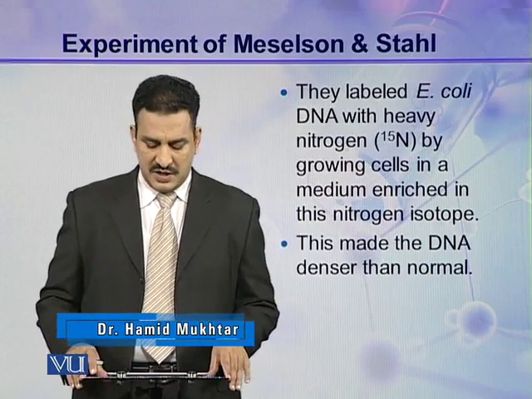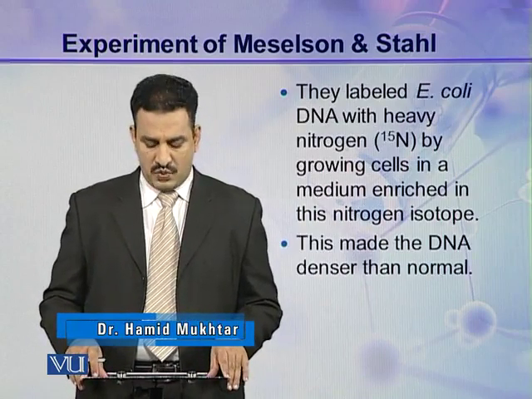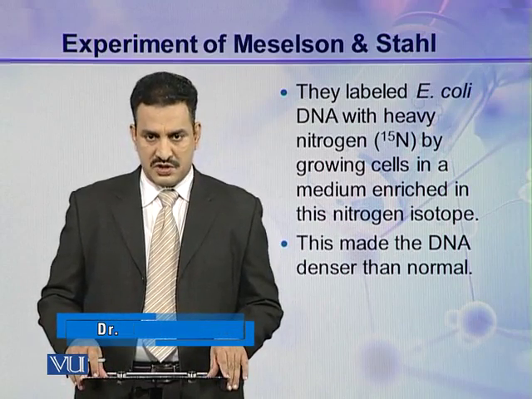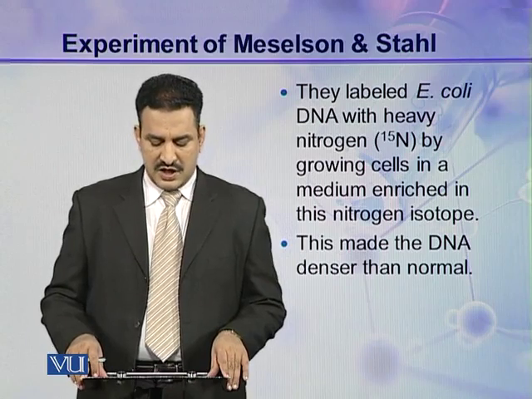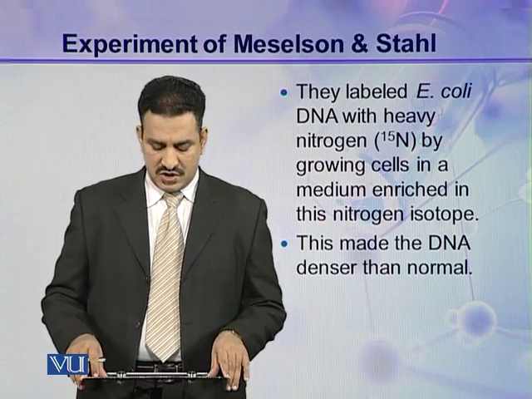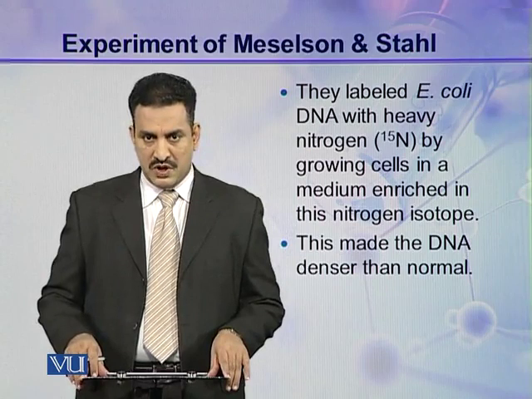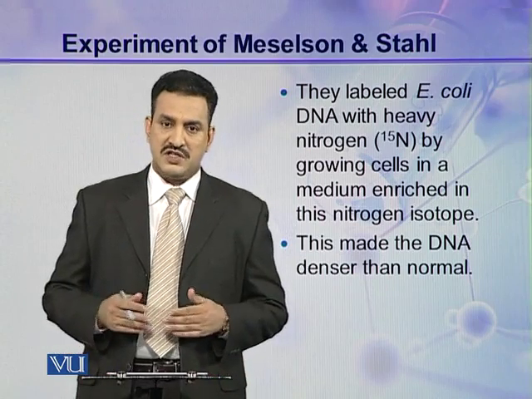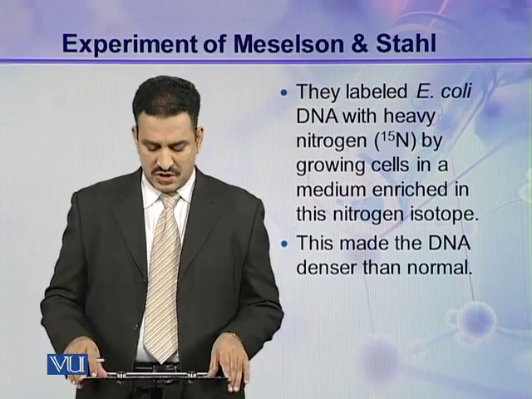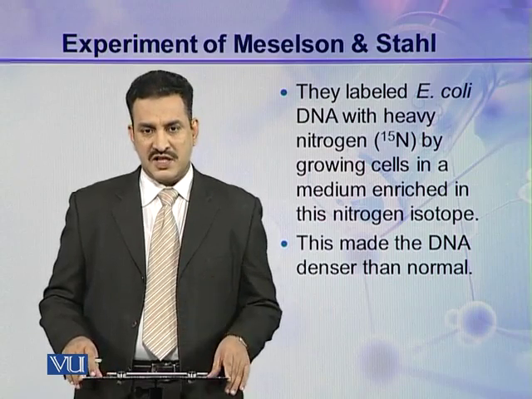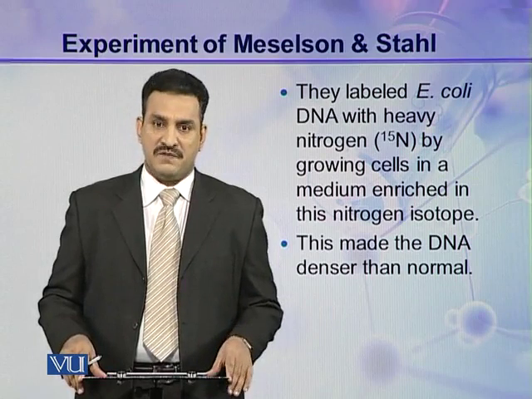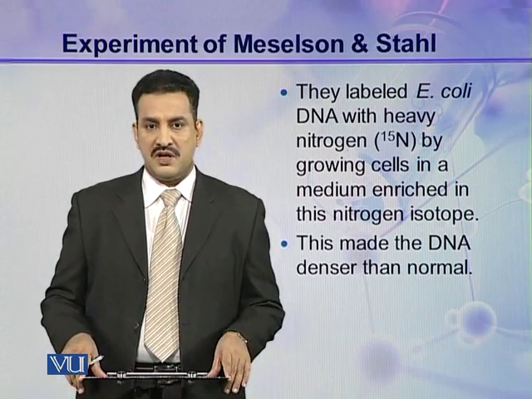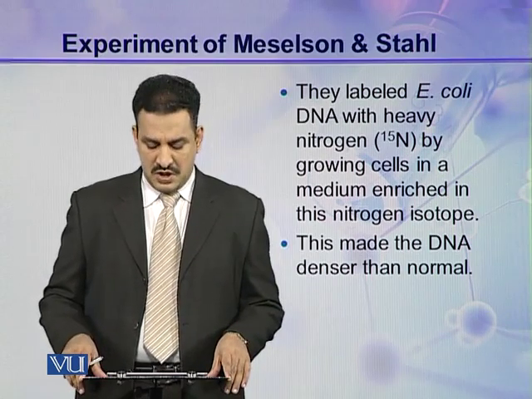So they labeled E. coli DNA with heavy nitrogen, that is N15, by growing the cells in a medium which was enriched in this nitrogen isotope. N15 is a heavy isotope of nitrogen. They grew E. coli cells in a medium which contained N15 instead of normal nitrogen, which is N14.